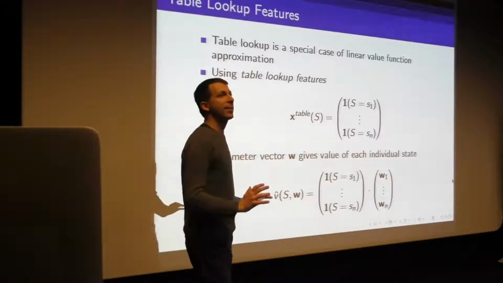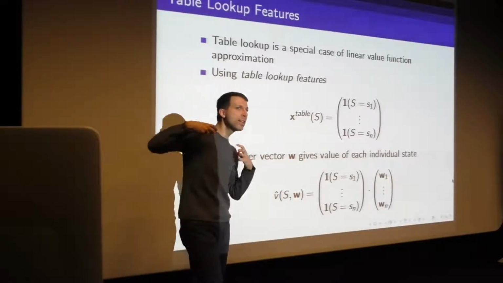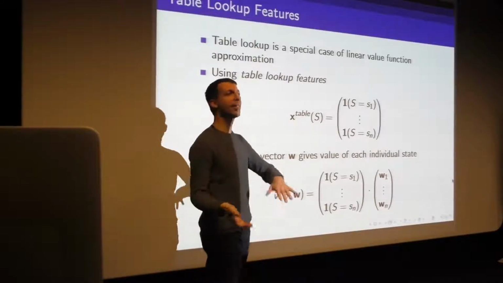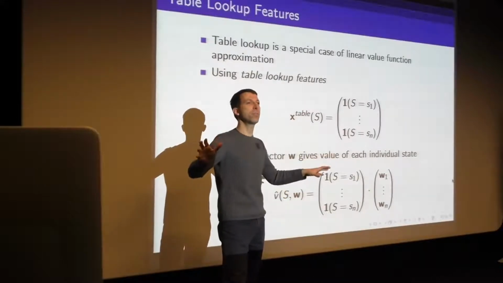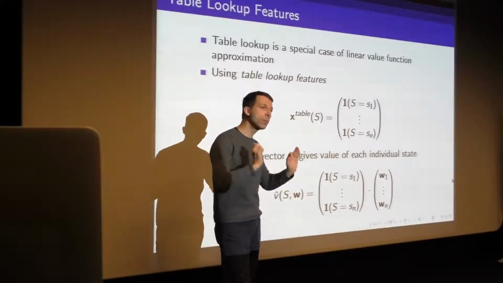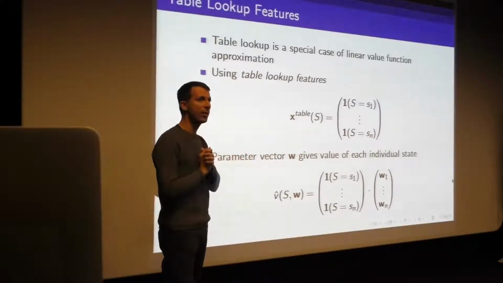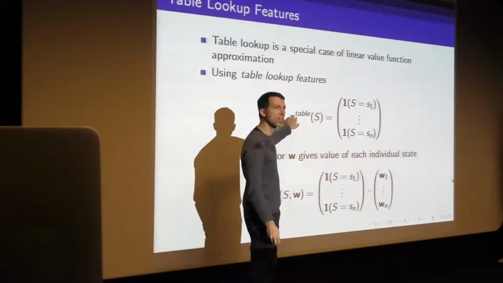I want to connect what we've just talked about with the previous classes. So I really don't want you to have the feeling that, oh, now we're talking about value function approximation, and in the last class we were talking about table lookup, and these are two totally different classes of algorithm. They're the same. Right? Table lookup is a special case of linear function approximation, and we can see that by defining some special features.